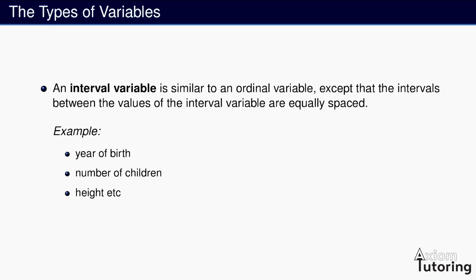So number of children is another example of an interval variable. Okay, we can count the number of children, and there's an obvious unit of measurement. Height, etc., income in dollars. All of those would be interval variables.